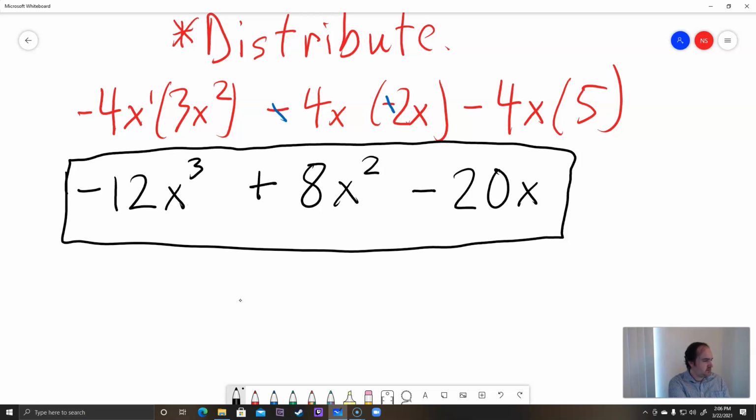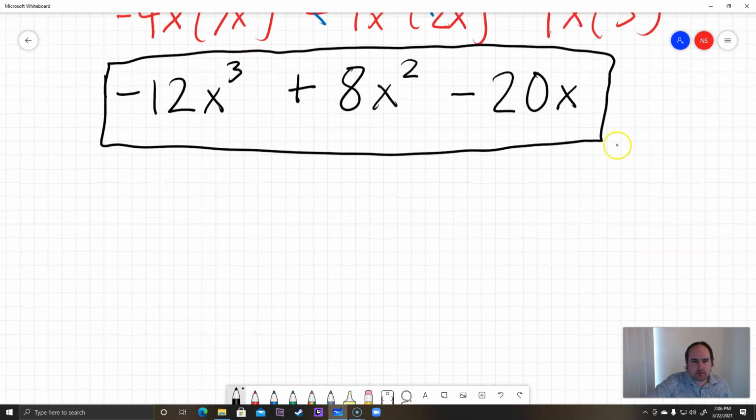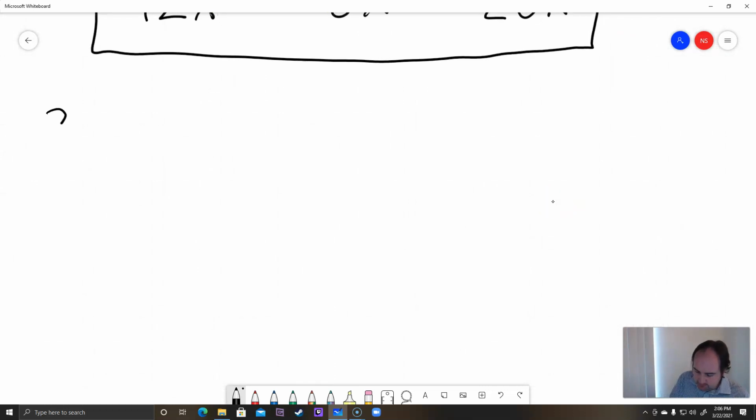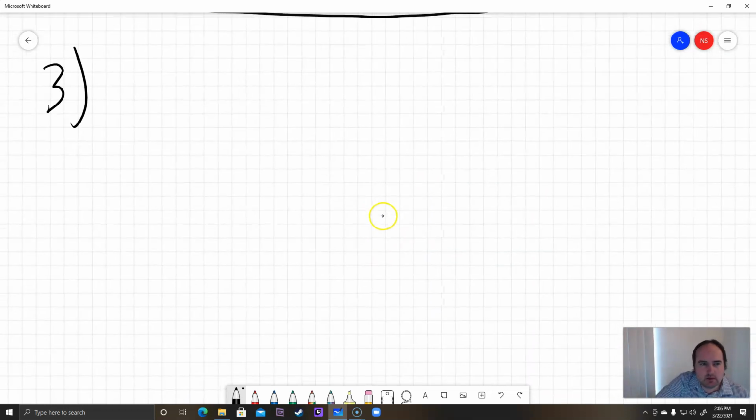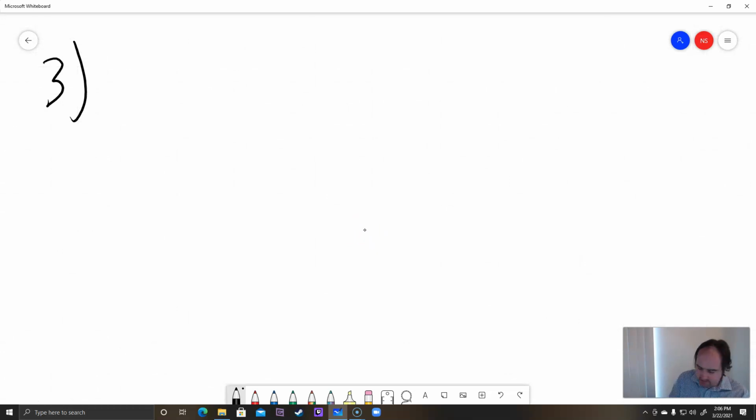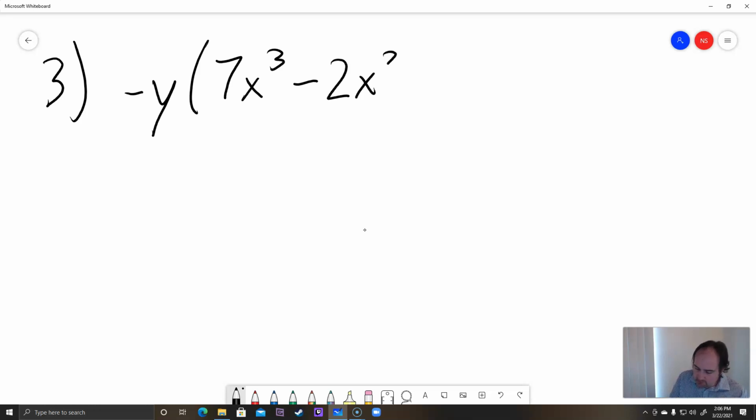Okay. So now let's get into an even more challenging problem. Now this next one can look a little bit overwhelming. So we're going to be doing example number 3 next. And this one can be a bit much. Okay, so number 3 is actually negative y times parentheses 7x cubed minus 2x squared y plus xy squared plus 3y cubed.